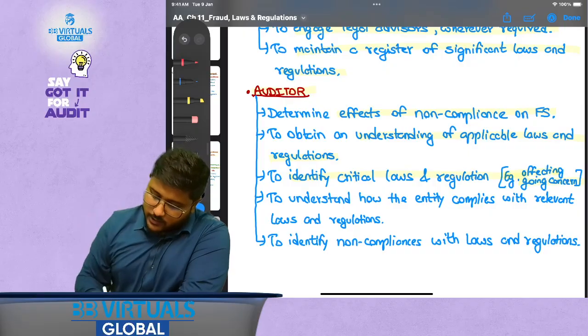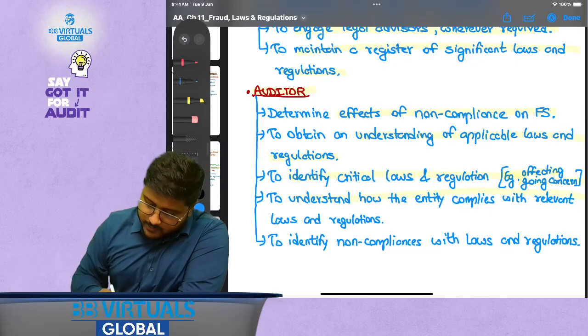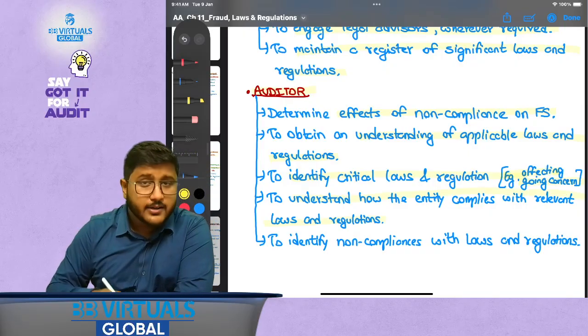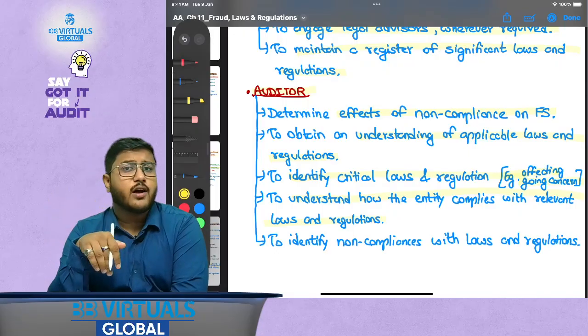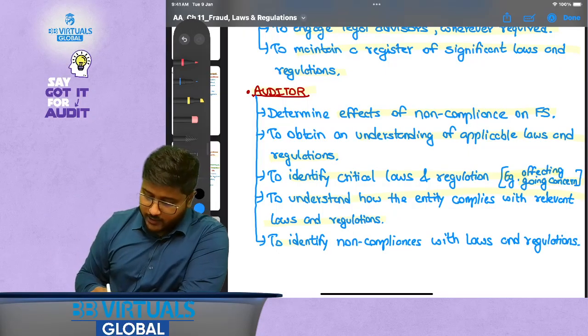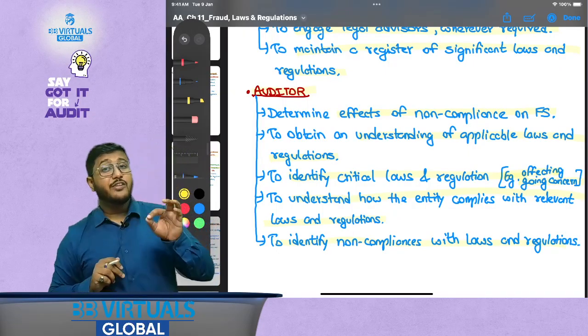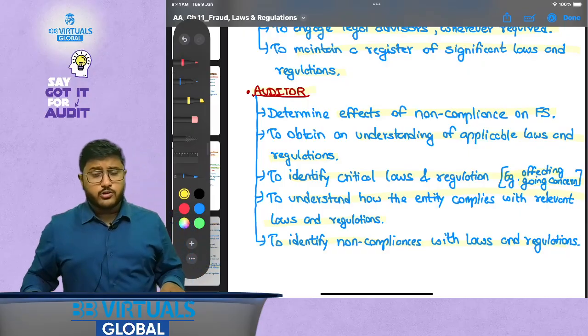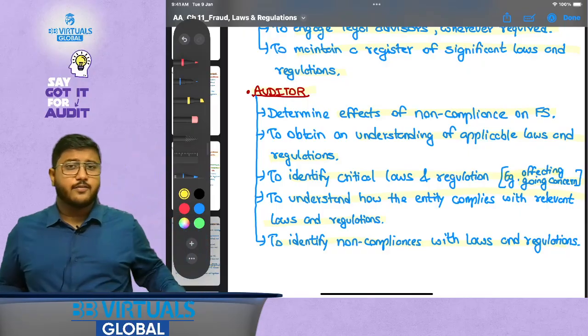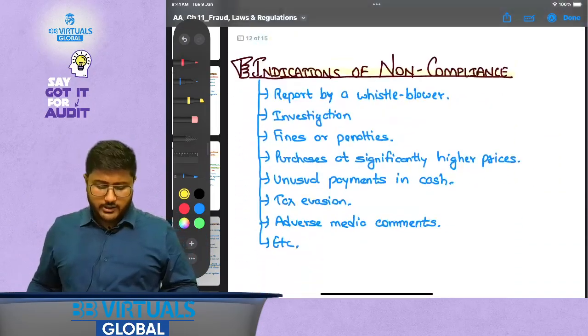So, to identify critical laws, to understand how the entity complies with relevant laws and regulations, that is, the procedure that management has created, they have to evaluate whether that procedure is sufficient or not, and to identify non-compliance with laws and regulations with their effects. That is, if there has been non-compliance, what are the effects, and whether the provisions or the relevant accounting adjustments have been made.